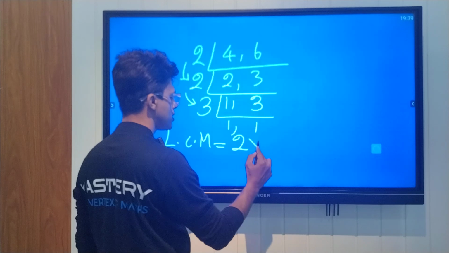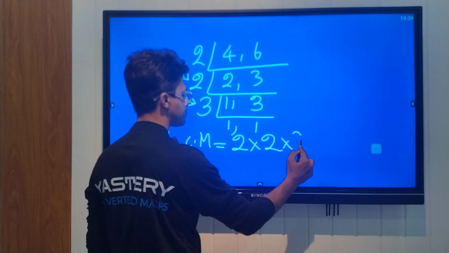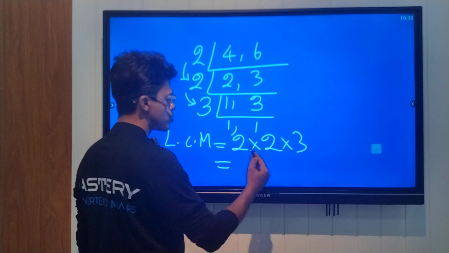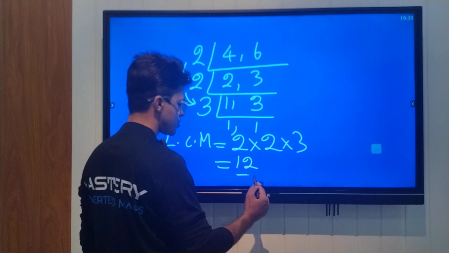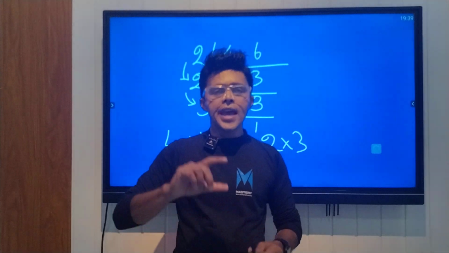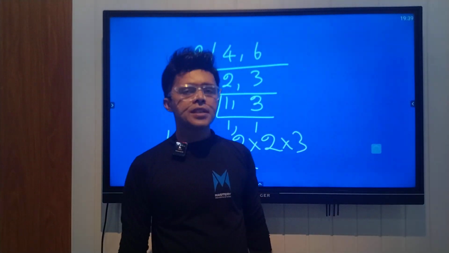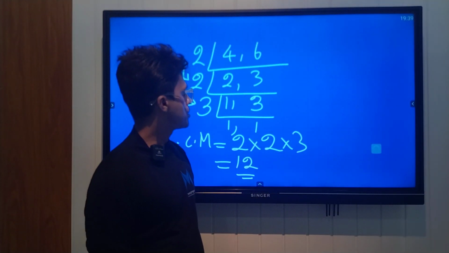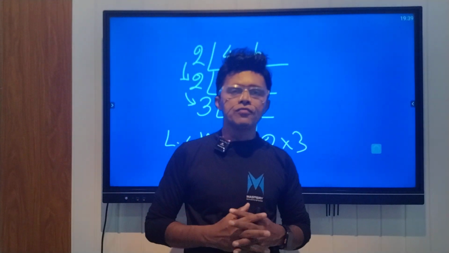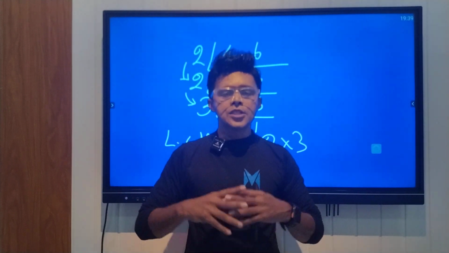Then we multiply 2 into 2 into 3. We don't take the 1 and 1. Then 2 times 2 is 4, 4 times 3 is 12. So we are able to find the LCM of 4 and 6 using the method of division. When you practice, you could get the answers of these types of sums.